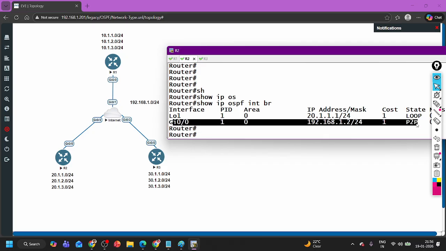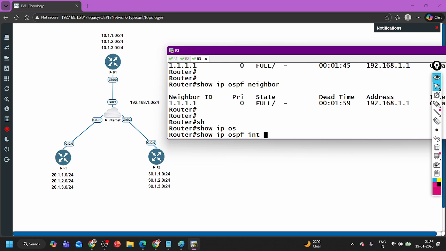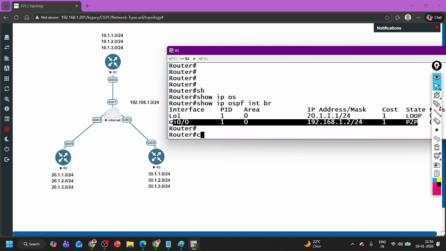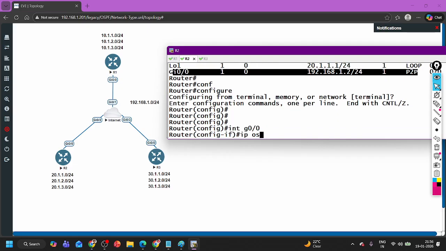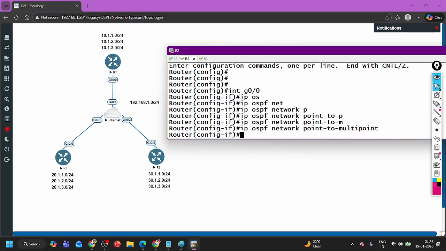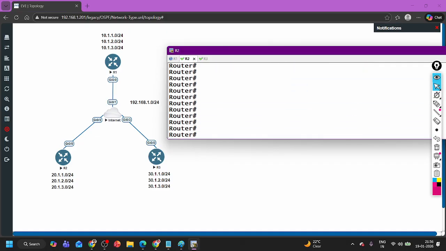Here the network type, I think by mistake I have configured it as point to point on router number 2. That's why. Okay, let me correct it. Interface G0/0, ip ospf network point-to-multipoint, not point to point. Now here also you will have neighborship, and now you will see everything will work well.